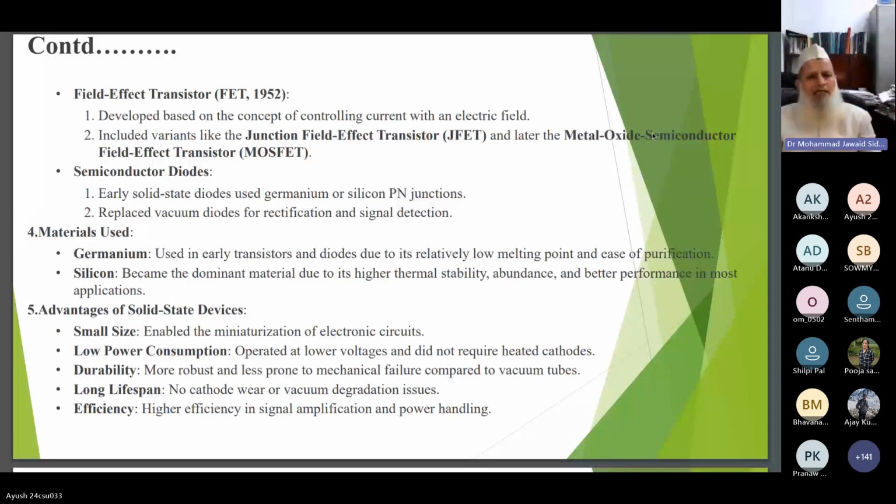And later on, in 1952, the field effect transistor was developed, controlling the current with the help of the electric field. That includes variants like the junction field effect transistor, which has now become obsolete. And now one of the popular transistors is the metal oxide semiconductor field effect transistor, MOSFET. MOSFET became very popular because of one reason, and that is the power consumption.